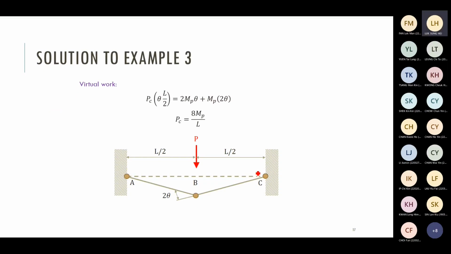So based on this kind of mechanism, you can use upper bound theorem to calculate the things again. Three hinges at point A, point B, and point C. At point A, assume the rotation here is theta. The rotation on the other side is also equal to theta because this is a similar triangle. Then what is the internal work?